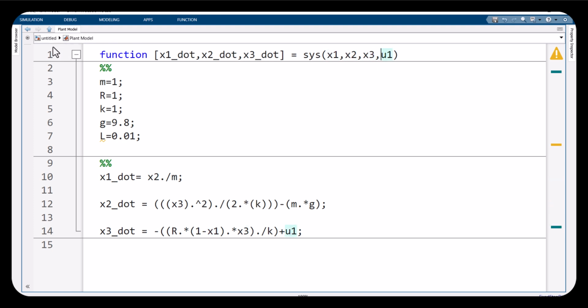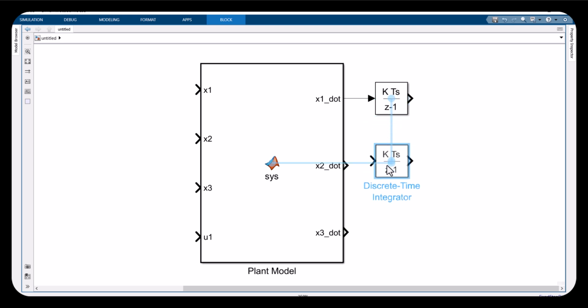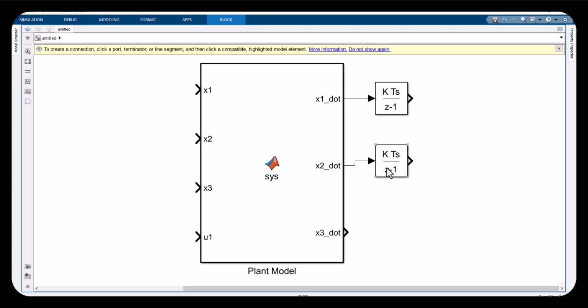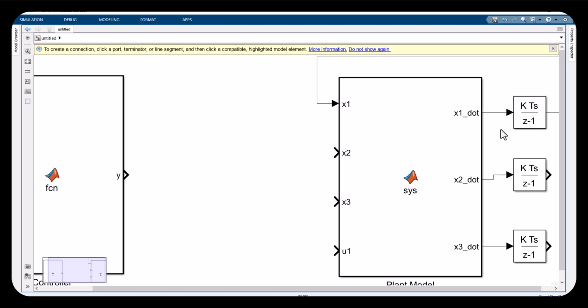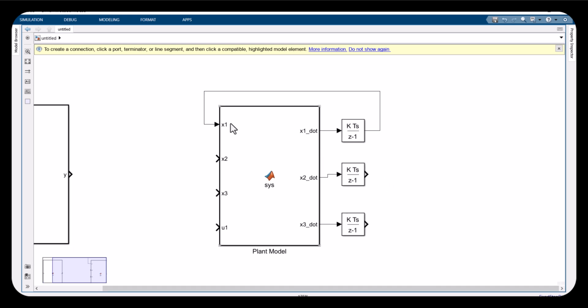Since I am getting x1 dot, x2 dot, x3 dot, which are the derivatives of the states, what I would use is a discrete time integrator. I press the control button and drag it, press the control button and drag it, and I'm taking the integration and sending the output of this integration back to the system.